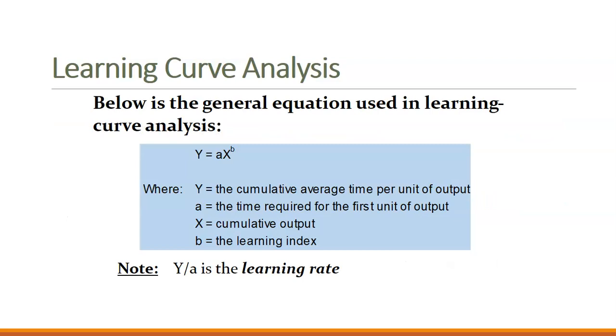When we're looking at the learning rate, we have this general equation used in learning curve analysis. Y is the cumulative average time per unit of output. A is the time required for the first unit of output, X is cumulative output, and B is the learning index. Y divided by A is our learning rate.